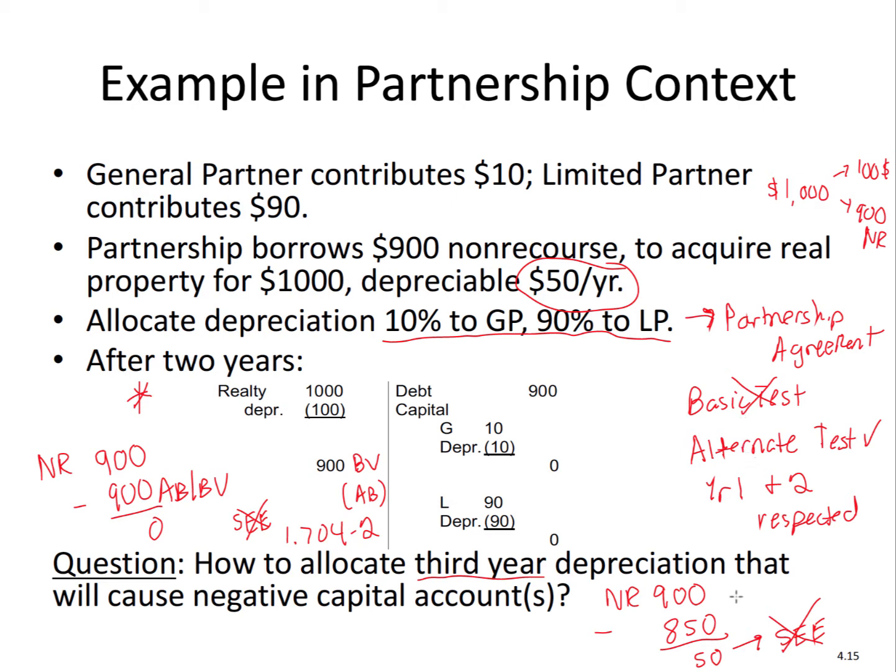So basic test was all or nothing, alternate test was not. The non-recourse deduction substantial economic effect test is similar to the alternate test. We can have one result 1 year and then another result the next year. You have to look at every year independently. It's very important.